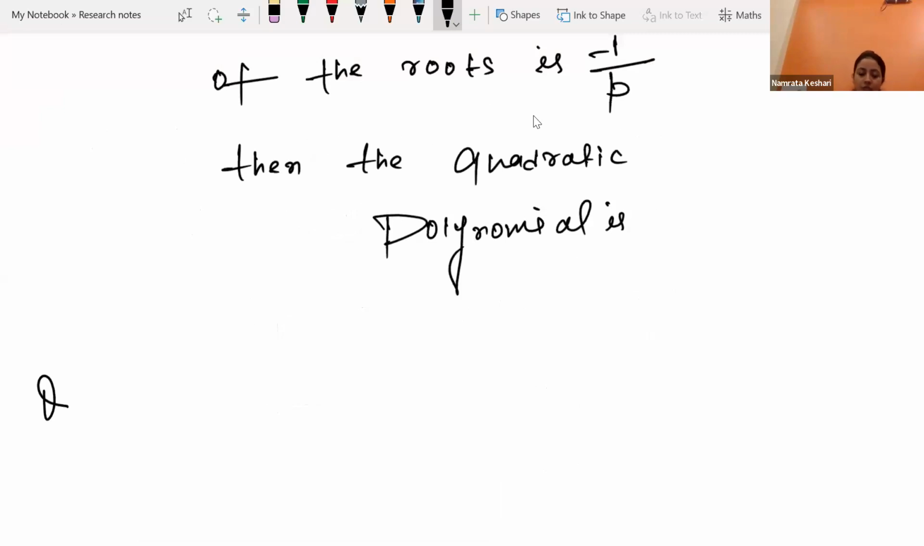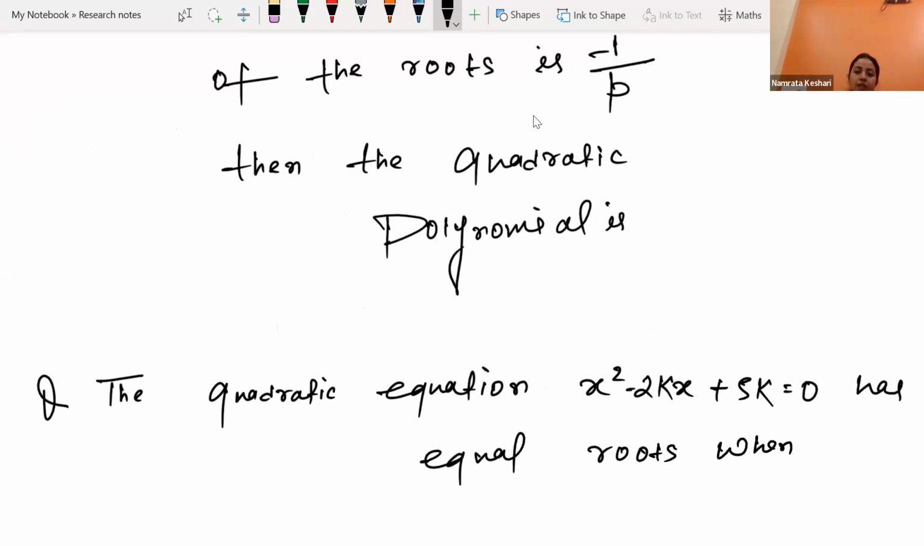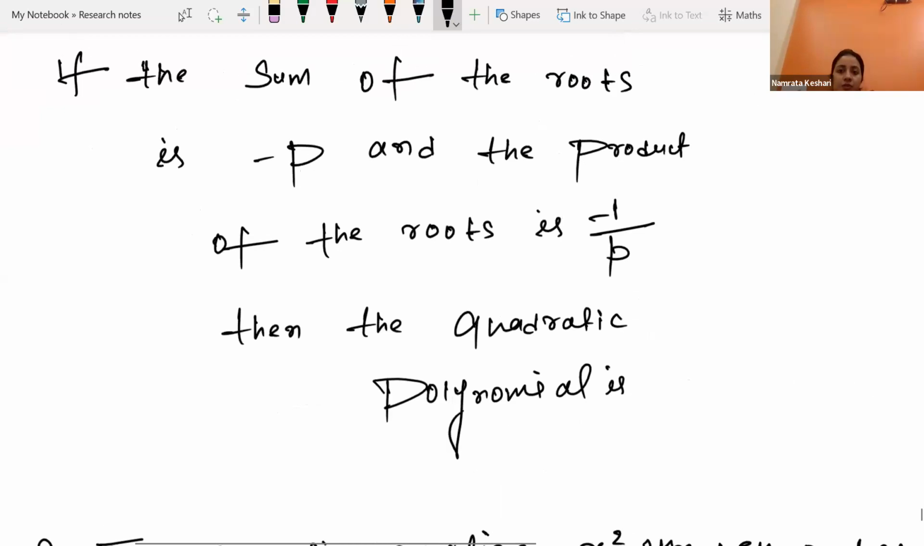Have we done this type of question: the quadratic equation x square minus 2kx plus 5k is equal to 0 has equal roots when k is... have we done this type of question? Yes or no?